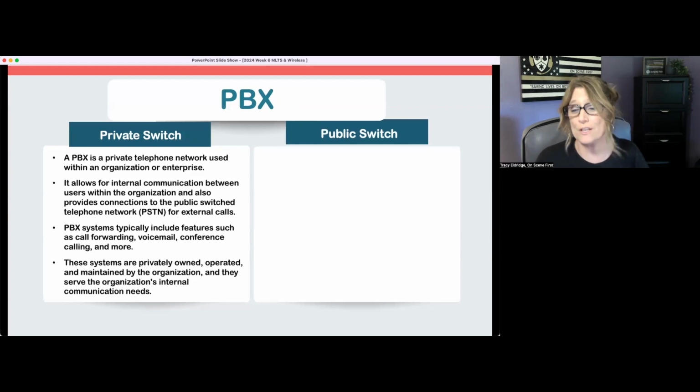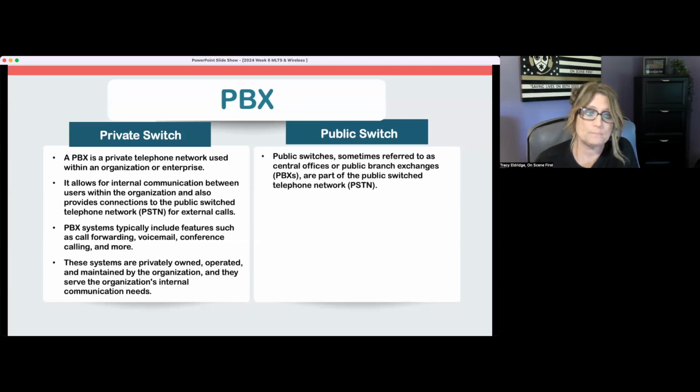And even though it should technically say MLTS, they're still saying PBX. So in that case, it's a private switch. Okay. You're not going to see an indication for a public switch or a public branch exchange.